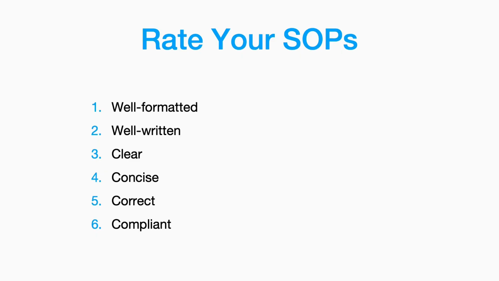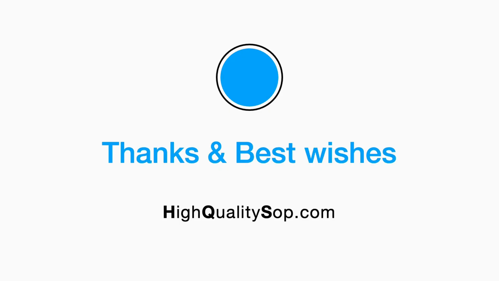Now, a good way to improve the quality of your existing SOPs would be to rate them on these 6 attributes of quality. And if you're writing a new SOP, try to aim for excellence on these 6 attributes: well formatted, well written, clear, concise, correct, and compliant. So that brings us to the end of this video.